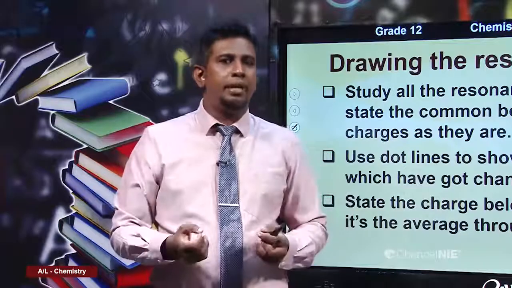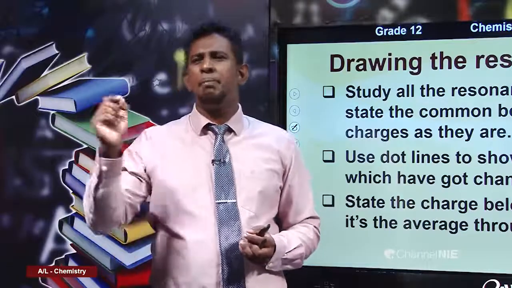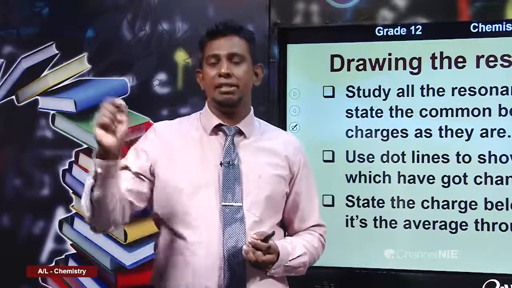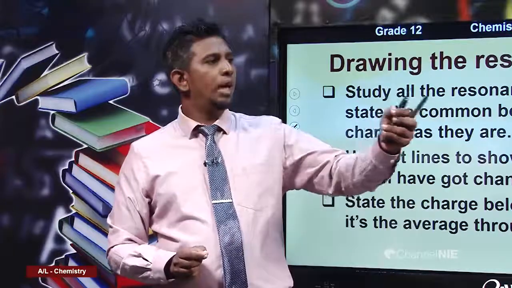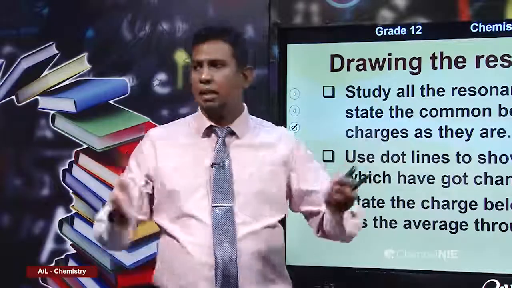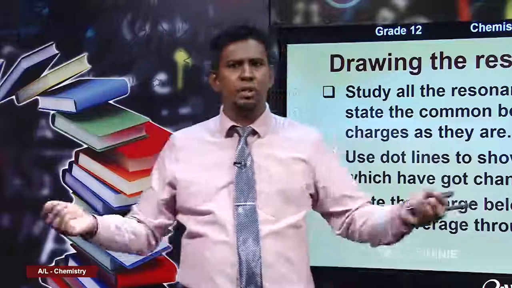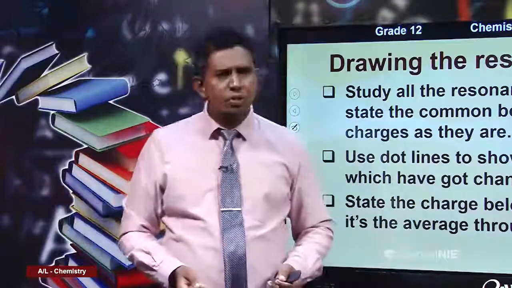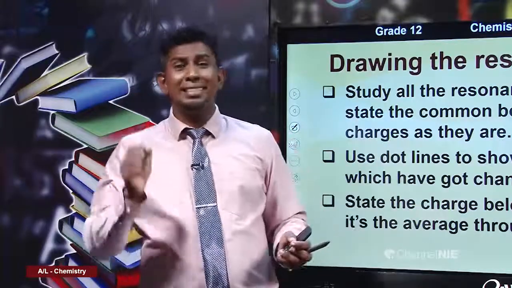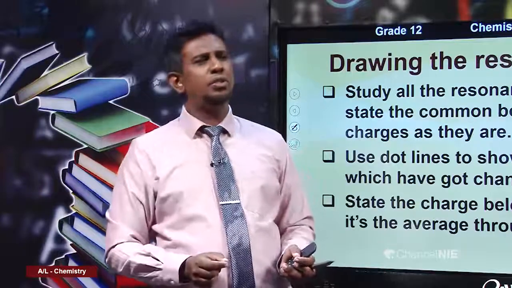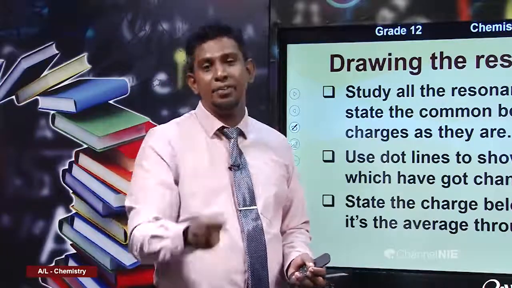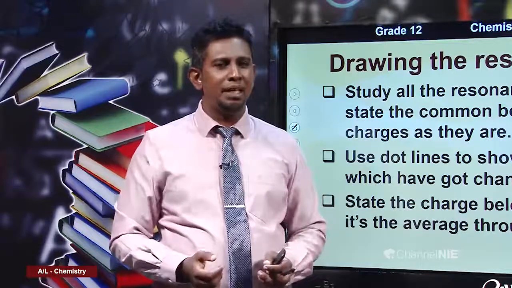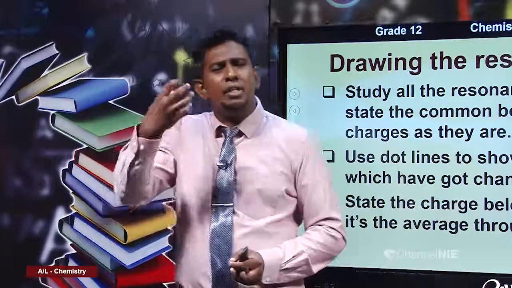Then students, if you find that some pi bonding got changed, so you have this pi bond within that structure, but in this resonance structure you don't have that pi bonding, then what you need to do is show such pi bonds with dotted lines. That's what. Then counting on charge.